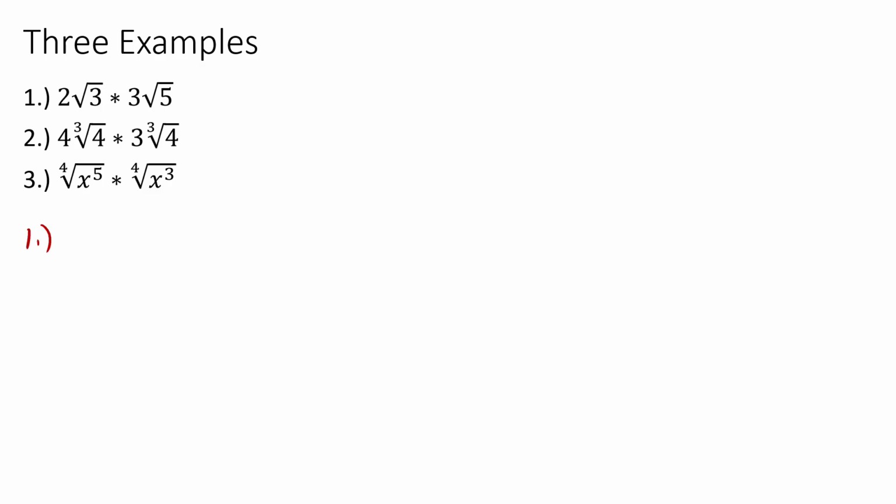So this first one is 2 root 3 times 3 root 5. And I just want you to remember that this is multiplication. So this is 2 times the square root of 3 and 3 times the square root of 5. So really, you've just got a bunch of multiplication.